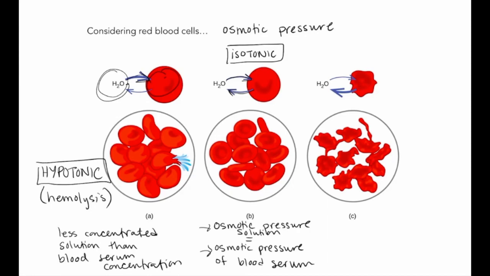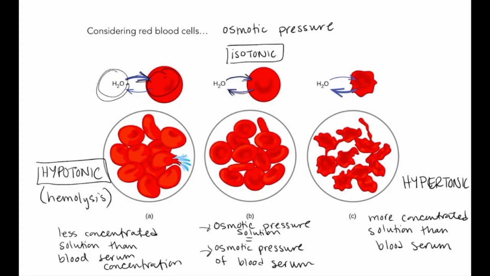Hypotonic is less concentrated, and so we see osmosis from the less concentrated to the more concentrated to try to dilute that solution that's inside the blood cell. And then the reverse would be if we have a hypertonic, a more concentrated solution outside. Hypertonic, this is going to be more concentrated solution injected than blood serum.